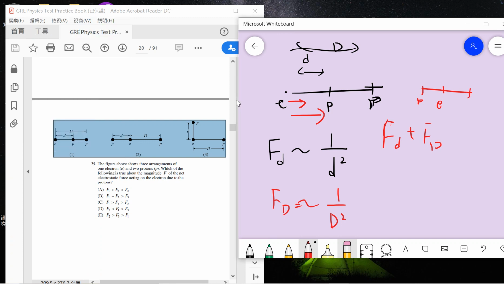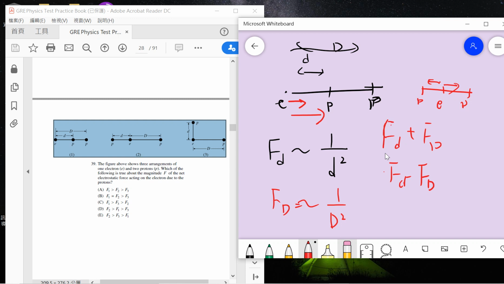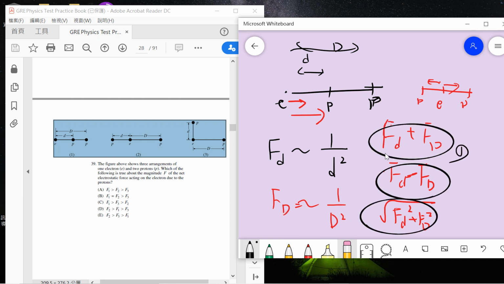The second one is F of d minus F of large D. The third one uses the Pythagorean principle, so it's the square root of F of d squared plus F of large D squared. You can easily see that the first is the largest, the third is the middle, and the second is the smallest. So the answer is F1 larger than F3, larger than F2. The answer is C. If you don't see why, you can plug in numbers, maybe 3, 5, 3, and easily see which is correct.